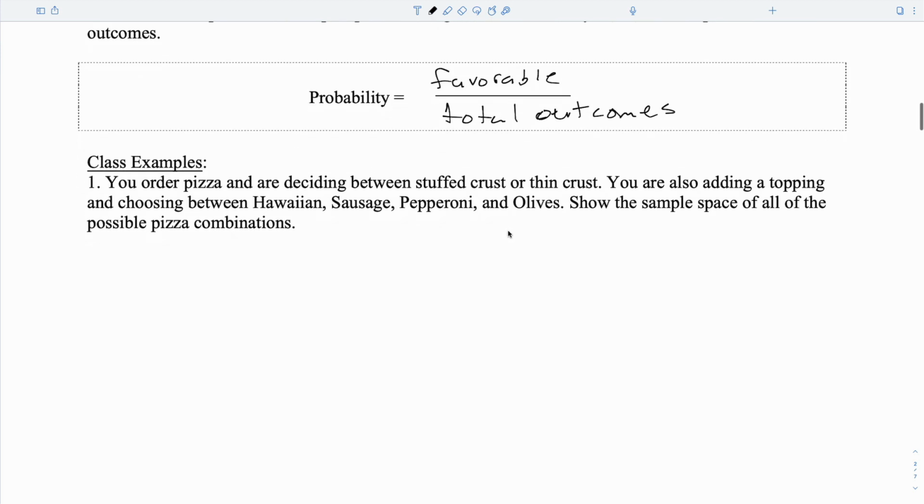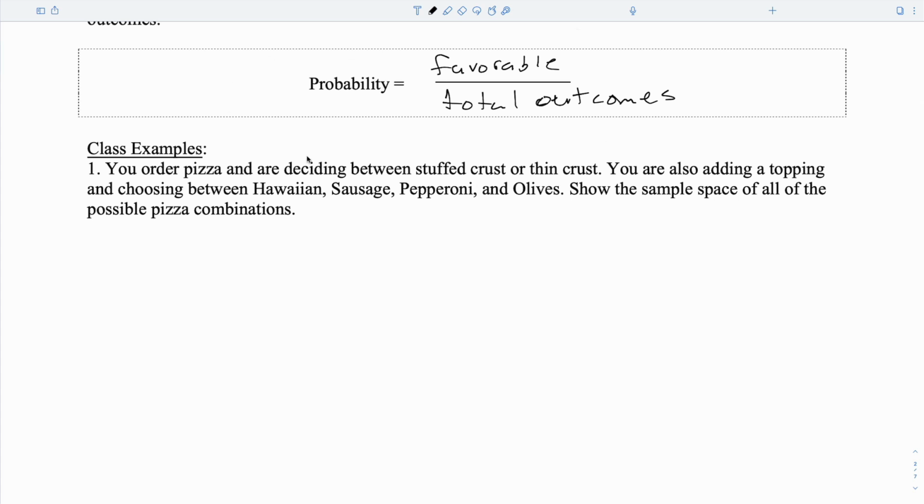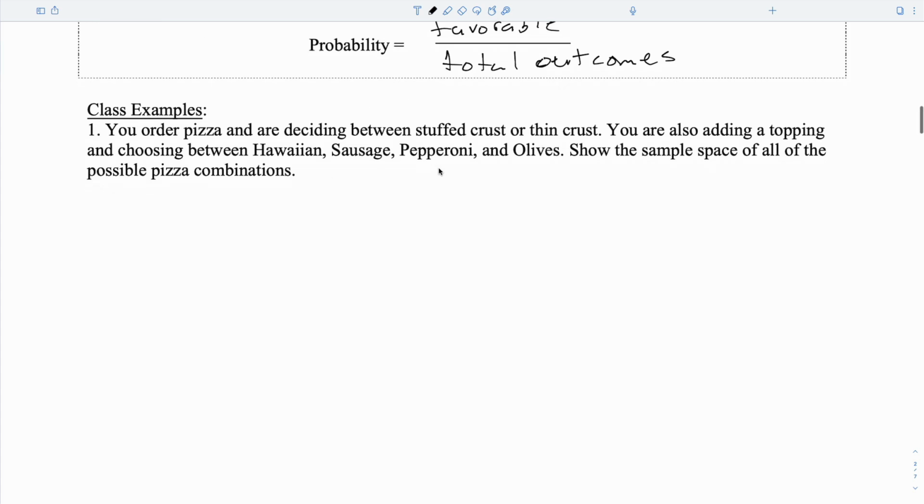Okay, so we're still going to use what we did yesterday. We're still dividing that, but we're adding something a little bit different. Brayden, you go to the pizza store, you're ordering a pizza. Read example 1 for us.